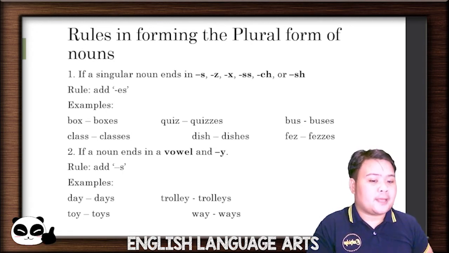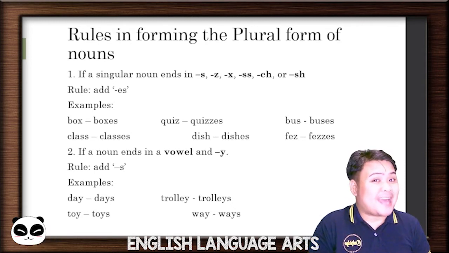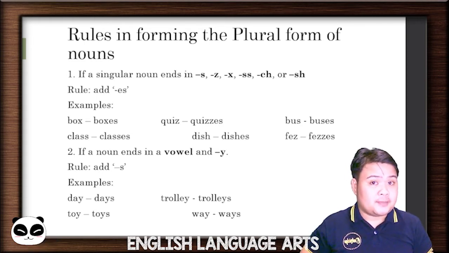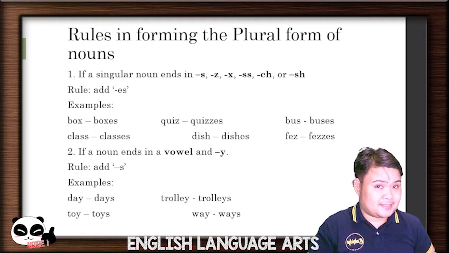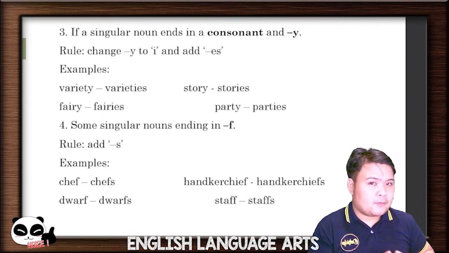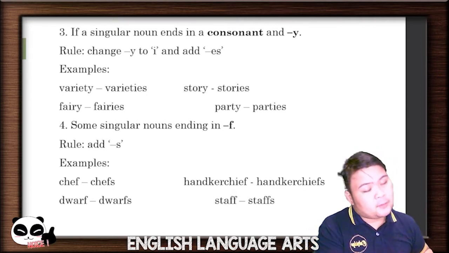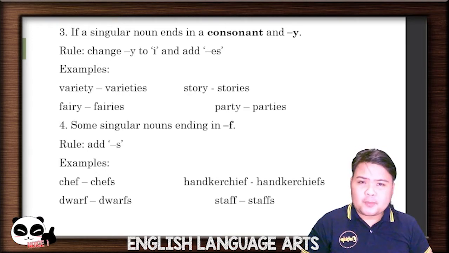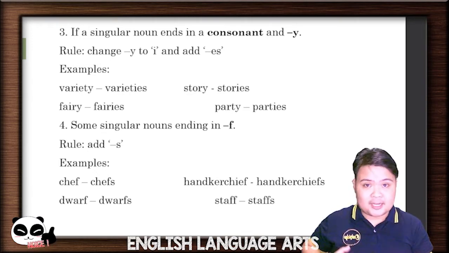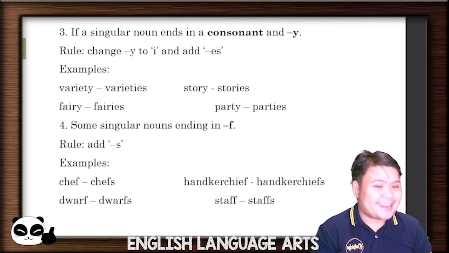Now, if it ends in y, and before the y you have a vowel, you simply add s. So, for example, day becomes days, toy becomes toys, trolley becomes trolleys, way becomes ways. Next, what if it ends in y, but before the y you have a consonant? A while ago, if before the y is a vowel, you just add s. But if before the y it's a consonant, the rule is change y to i first, and then add es.